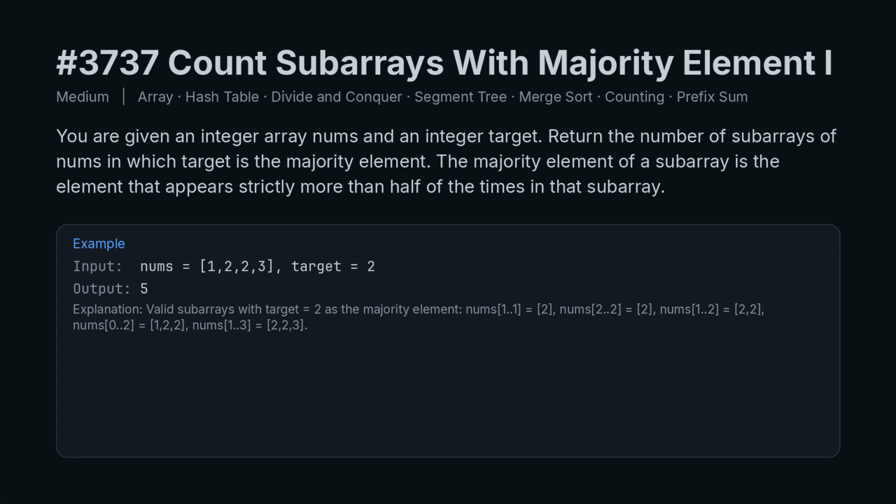You are given an integer array nums and an integer target. Return the number of subarrays of nums in which target is the majority element. The majority element of a subarray is the element that appears strictly more than half of the times in that subarray. For example, given nums equals 1, 2, 2, 3, target equals 2, the expected output is 5.